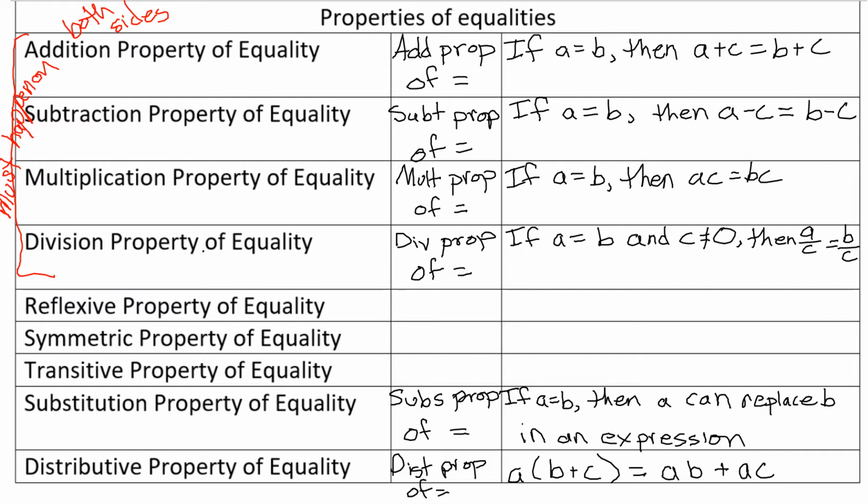Okay, now for this last set, reflexive, symmetric, and transitive property of equality. So these are the three you haven't seen before, and notice that we have reflexive, symmetric, and then transitive, R, S, and T. So they're in alphabetical order, and what I really want you to notice is the number of equal signs that are being used in each.